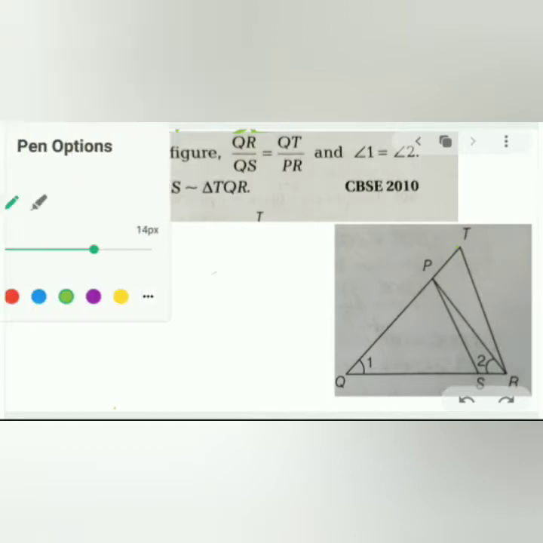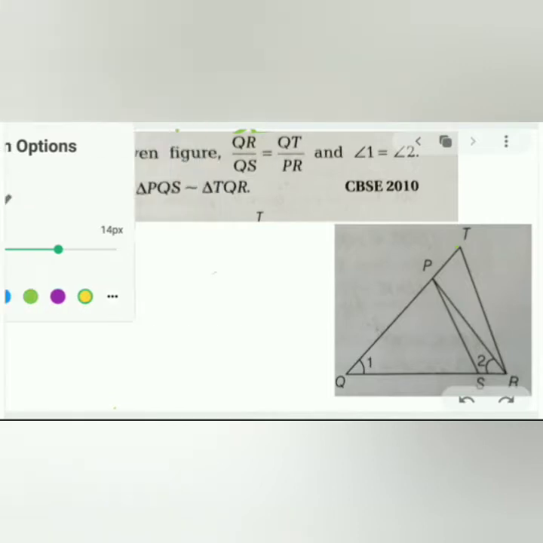Means what we have to prove? Angle P should be equal to angle T, Q should be equal to Q, and S should be equal to R. So here we are beginning our process of how we can prove it. One small complicated thing here is that we have to recognize the figure.